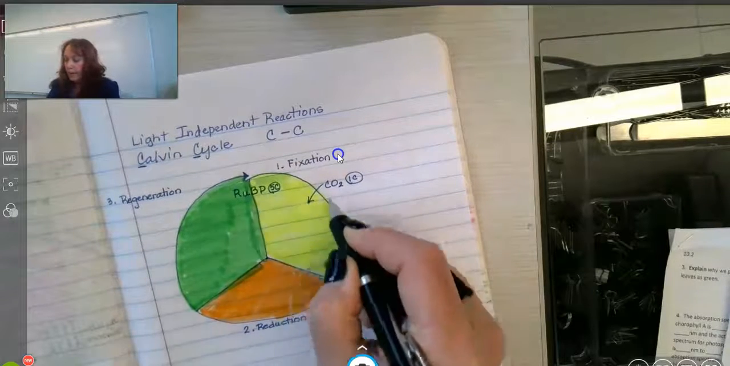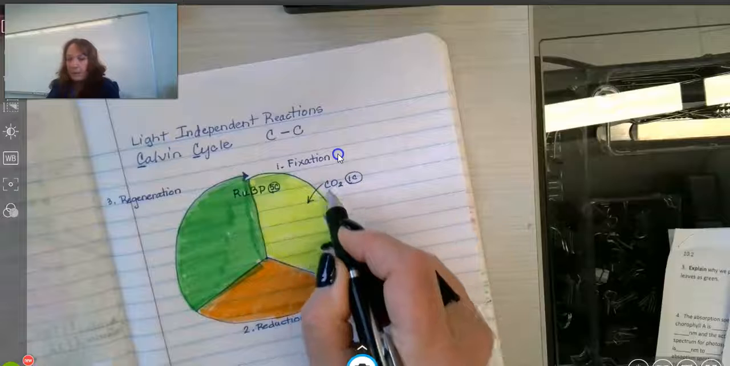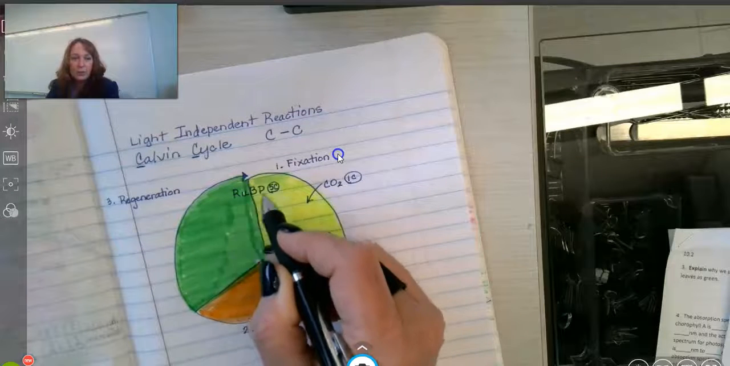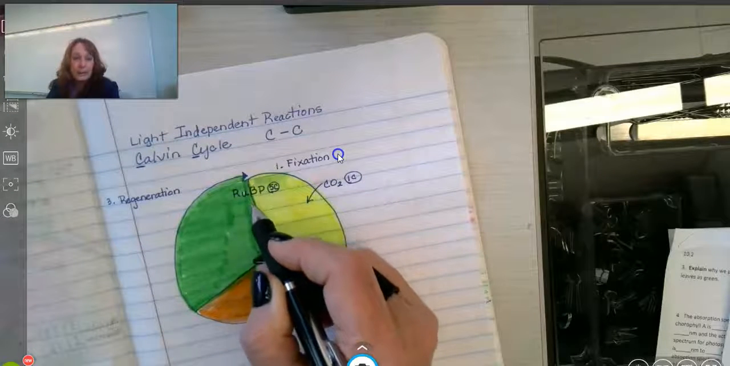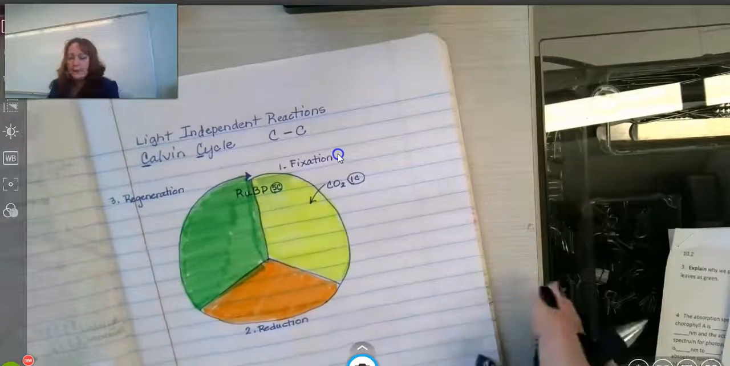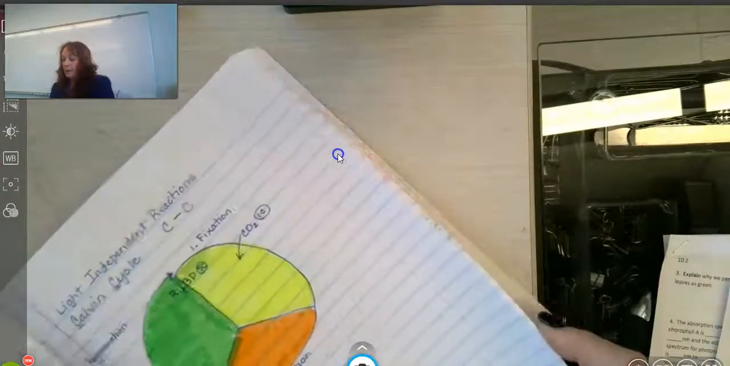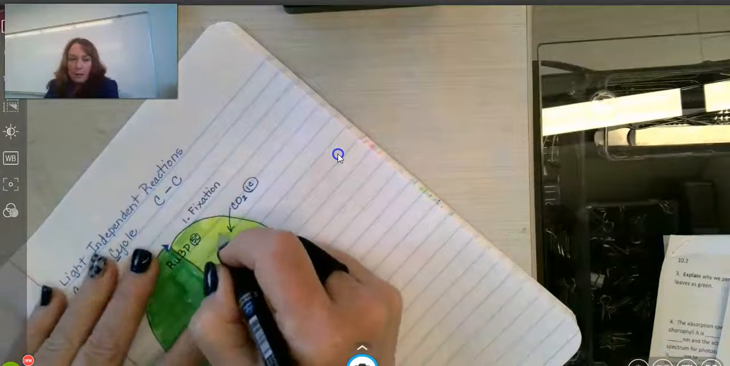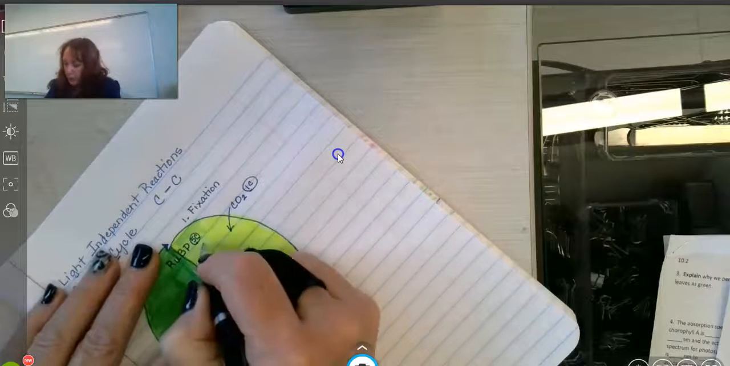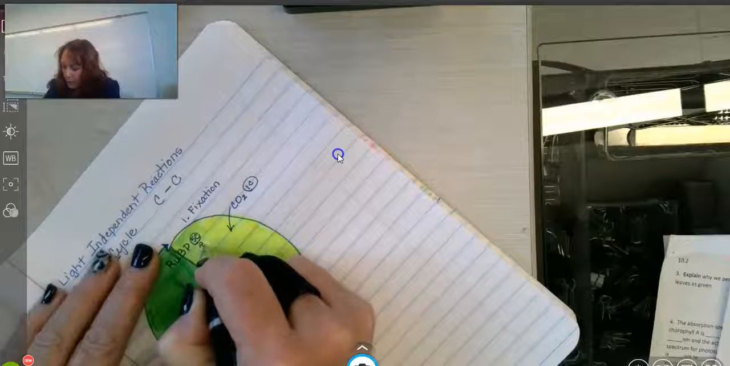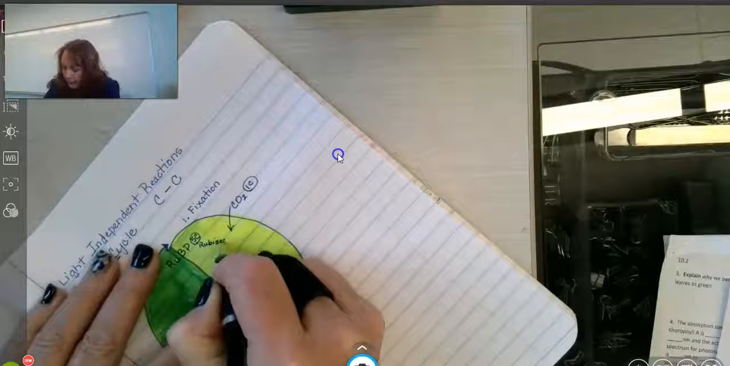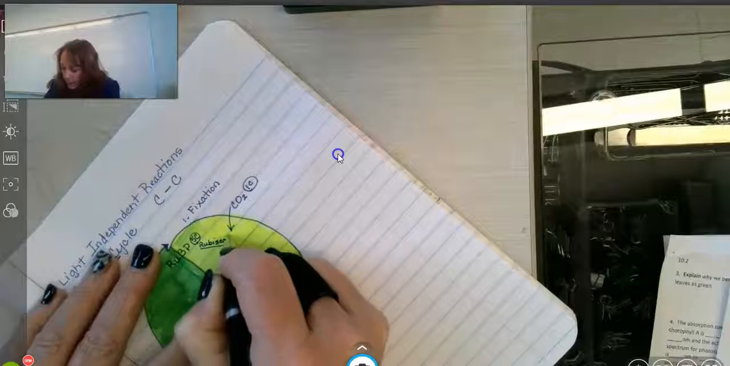So now that you've got this carbon dioxide that's been attached to this precursor RuBP, we might as well write it on here. The name of the enzyme that does that is a really weird name. It's called Rubisco. Let me put it in a box.